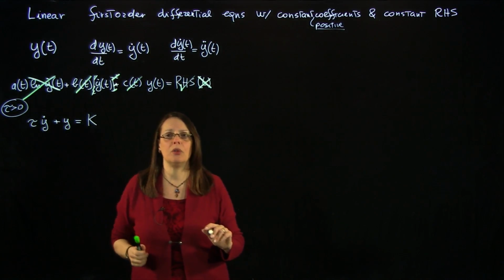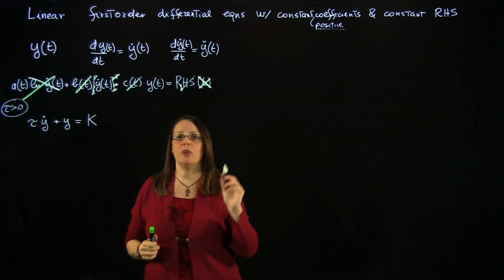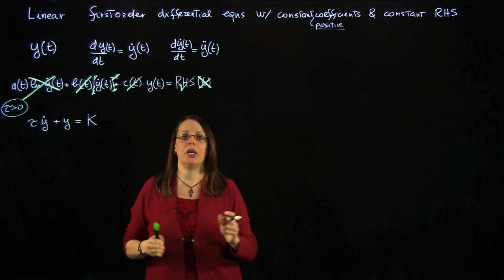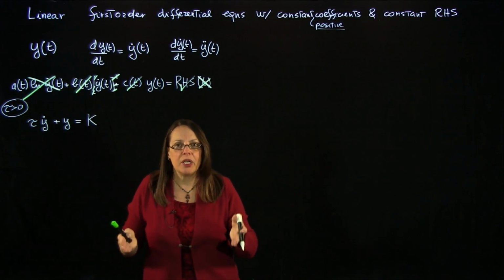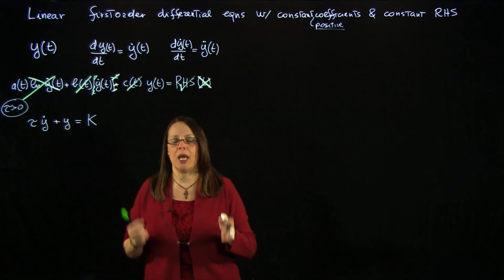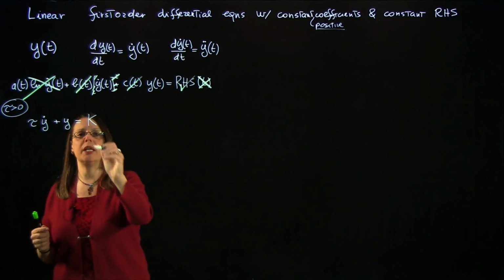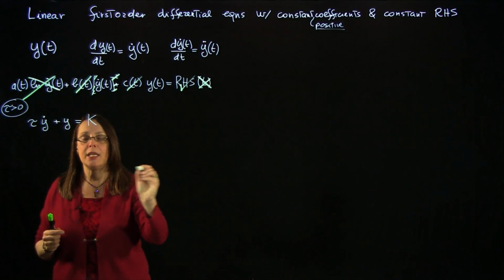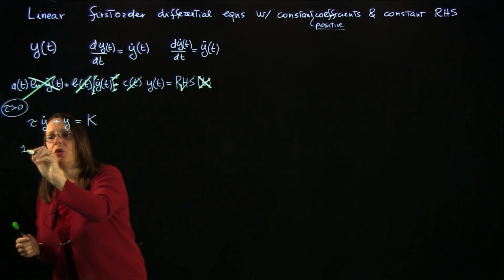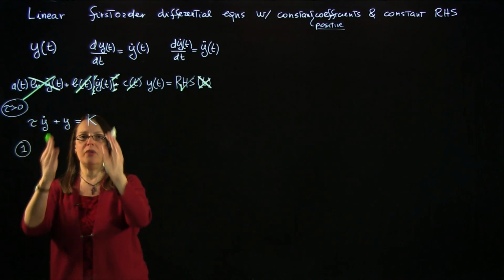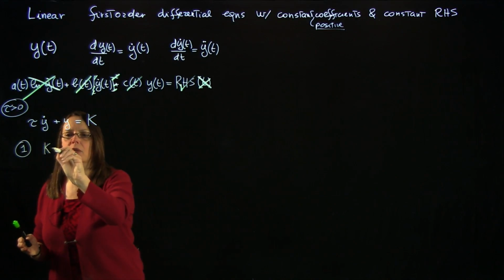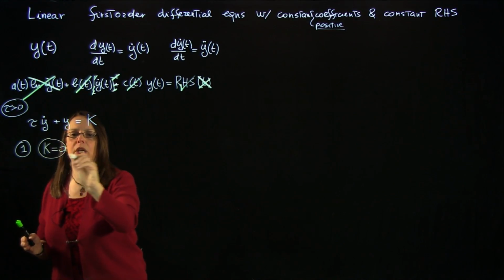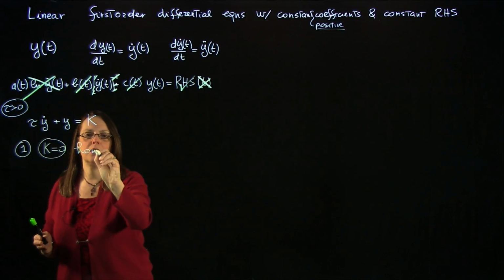And now we need to learn how to solve these equations. In order to learn how to solve this equation, we're going to take an even further simplification and look at the special case in which k is 0. So the first thing we're going to do is learn how to solve this equation for k equals 0. And this is called a homogeneous equation.